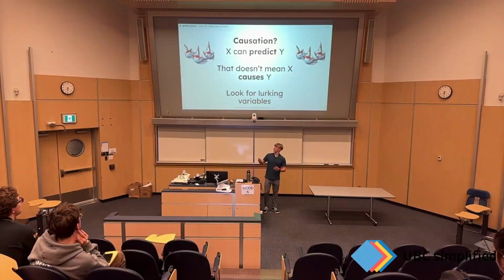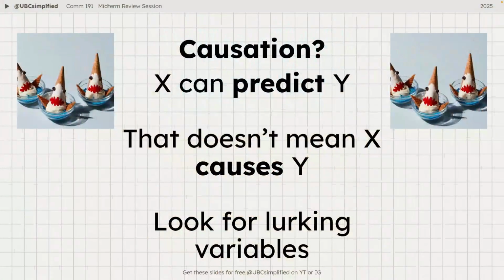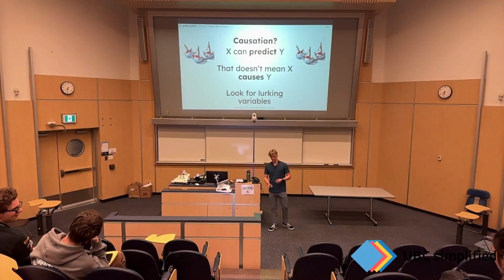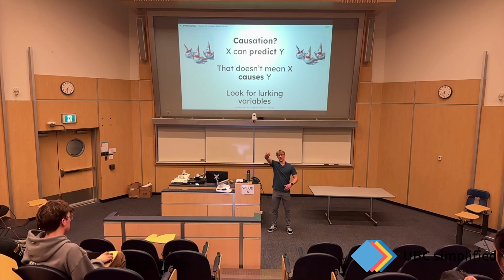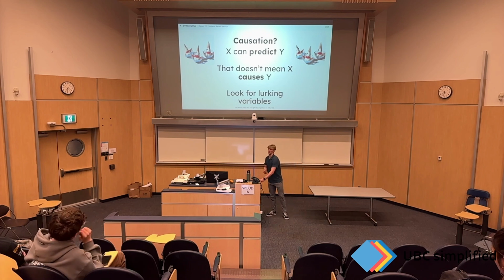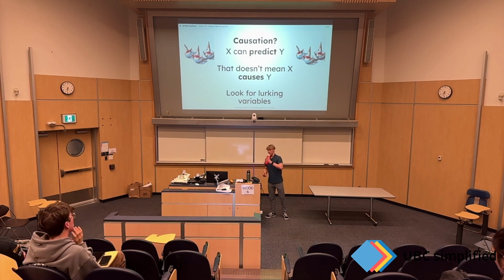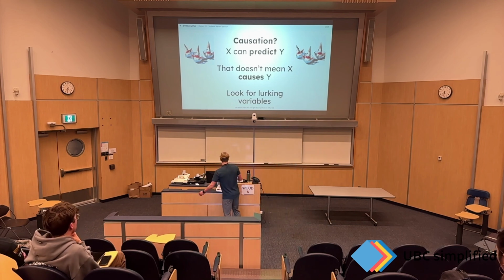Now, you've probably heard about the sharks. More ice cream sales equals more shark attacks. So, causation versus correlation. X can predict Y, but that doesn't necessarily mean that X causes Y. Just because as ice cream sales increase we can predict that shark attacks will increase, doesn't mean that it causes it. We have to look for lurking variables such as warm weather. Does that make sense? Just because it can predict it doesn't mean that it causes it.